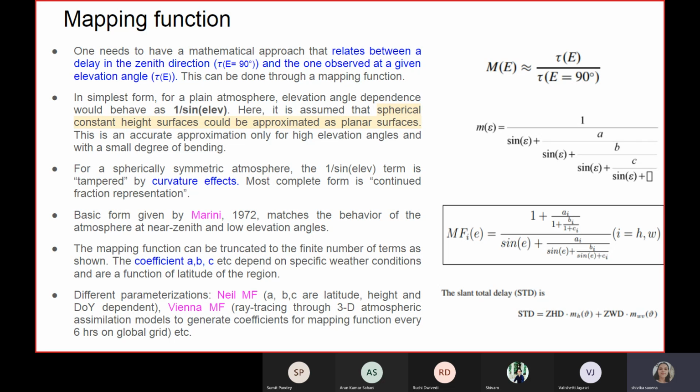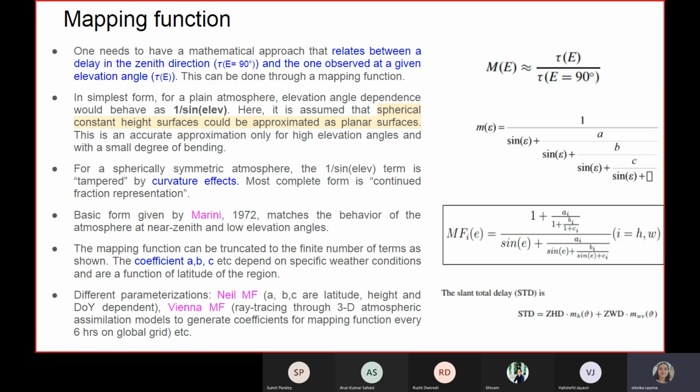When you use GPS software, for example GAMIT or Bernese, you choose what mapping function you are going to use for converting the slant delays to the zenith delays. So which type of function you are going to use, you have to choose inside the software.